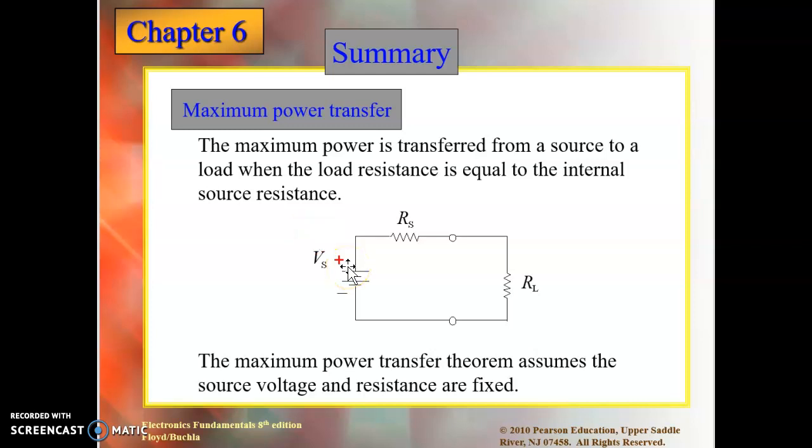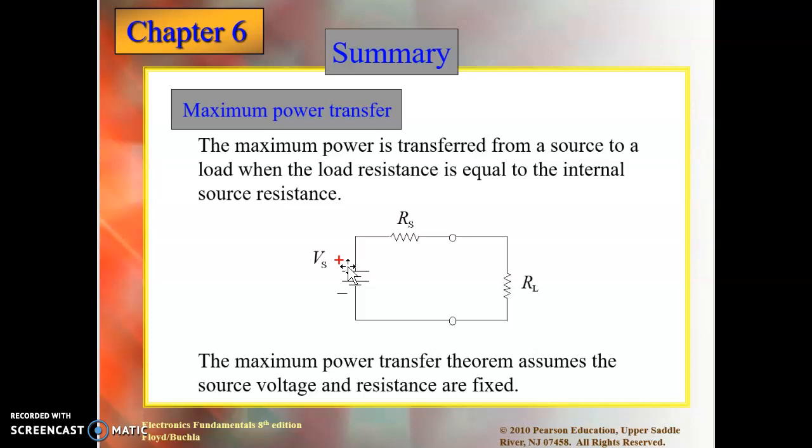Okay, let's move from Thevenin to maximum power transfer. The maximum power is transferred from a source to a load when the load resistance is equal to the internal source resistance. The maximum power transfer theorem assumes the source voltage and resistance are fixed.